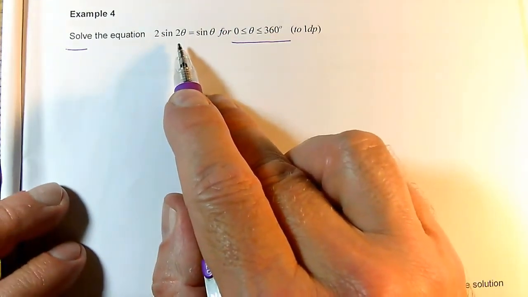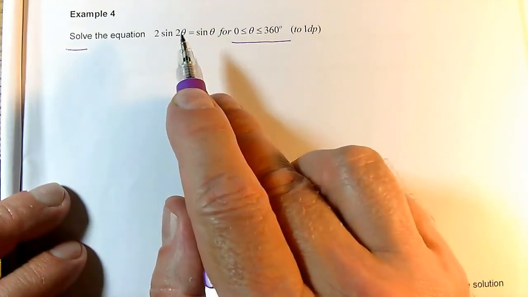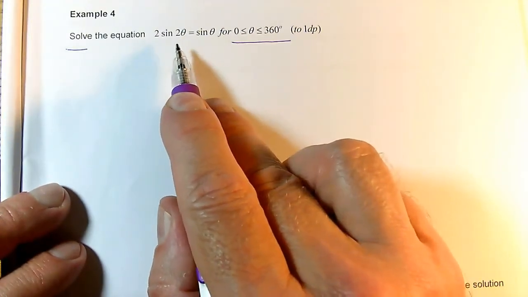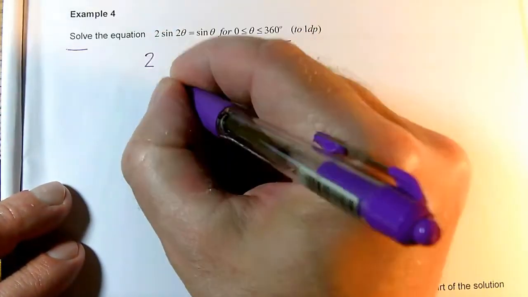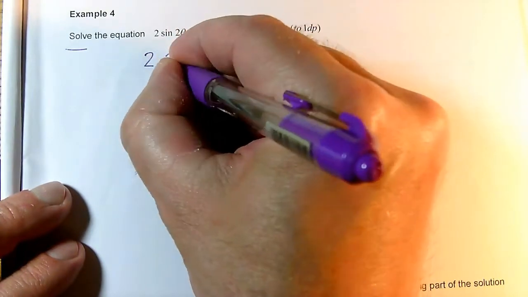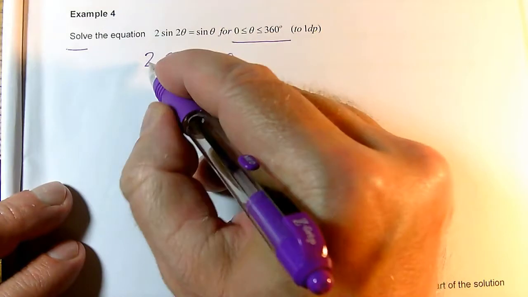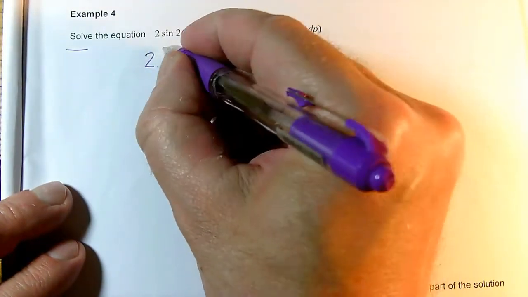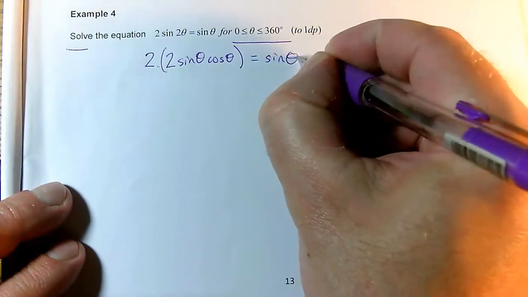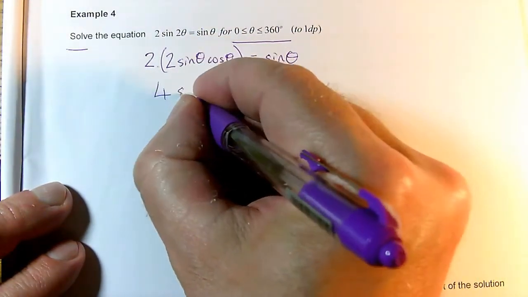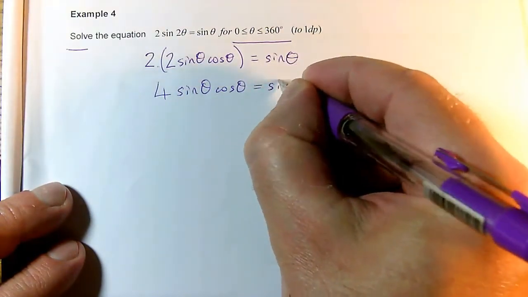Okay, so what can I do with sine of 2 theta? Well, I have learned, now we don't have these in the formula book, but there is a formula you learn that says that sine of 2 theta is 2 sine theta cos theta. So I had a 2 anyway. I've now got a 2 from the formula, and that has got to equal sine of theta. So I am solving for sine theta cos theta equals sine of theta.